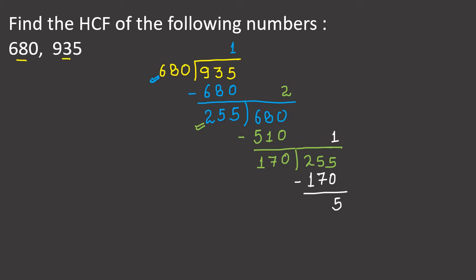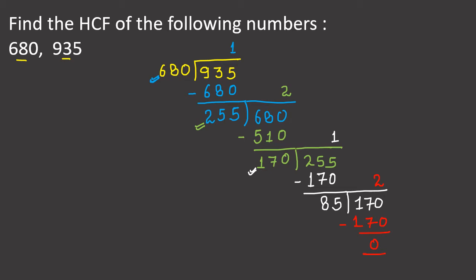Borrow from 1, it will become 15. So 15 minus 7 will be 8. 85. And now the next dividend will be 170. So when we divide this 170 by 85, you will see 85 twos are 170. We got remainder equal to 0 now.